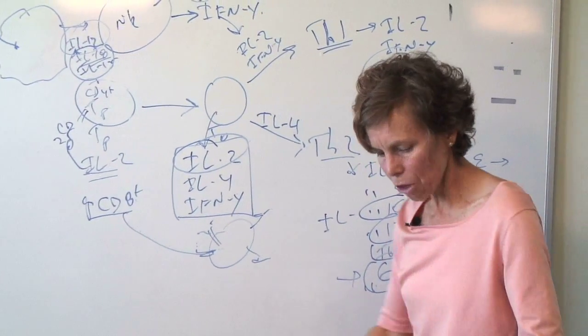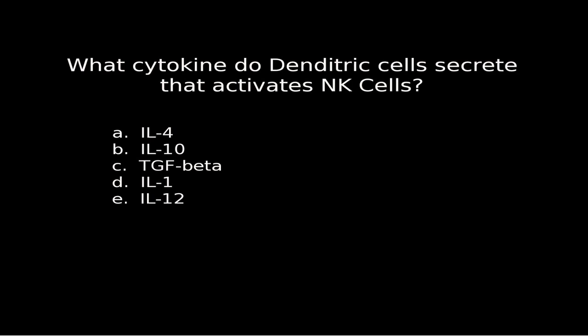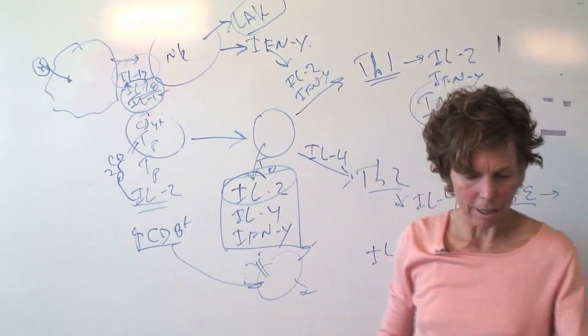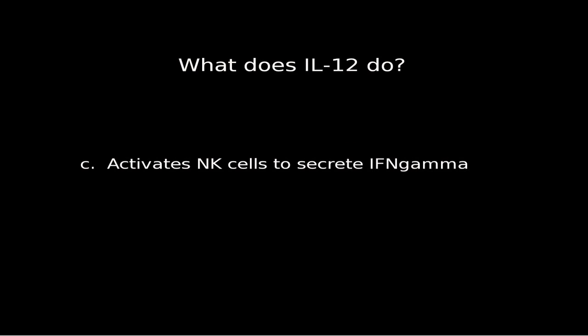All right, so let's go to some questions now on this section. Question number 1 is, what cytokine do dendritic cells secrete that activate NK cells? And the answer is E, IL-12. See, this guy right here activates the NK cell. And number 2 is, what does IL-12 do? And the answer there is C, it activates NK cells to secrete interferon gamma.